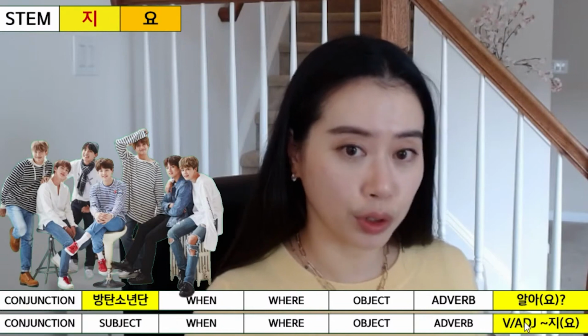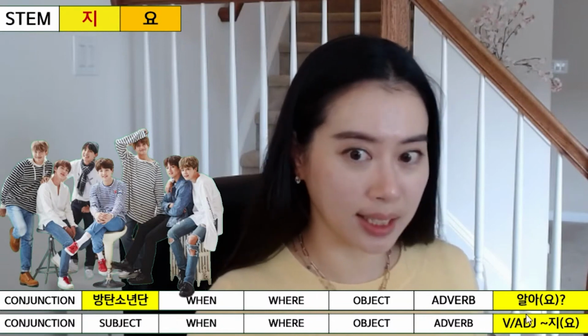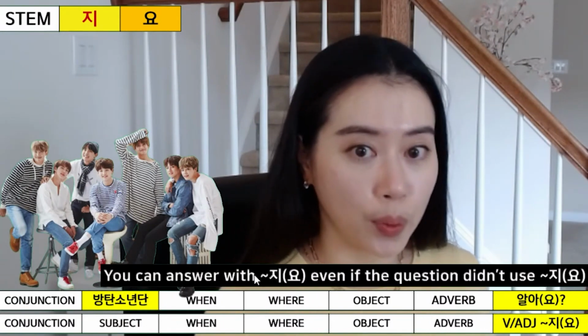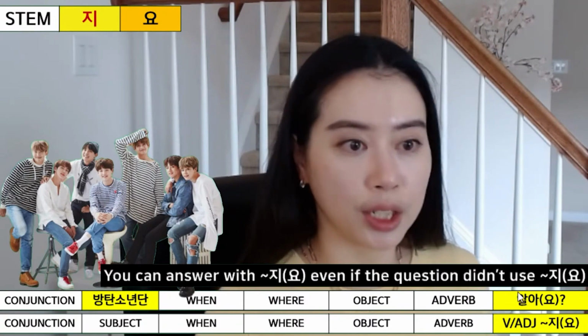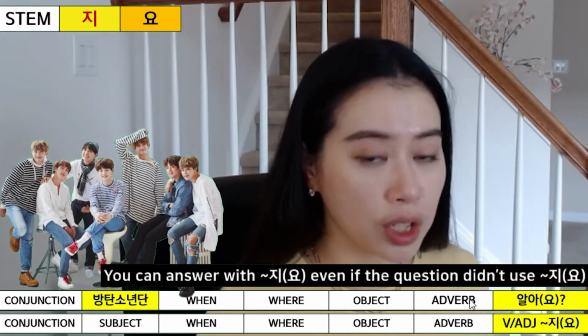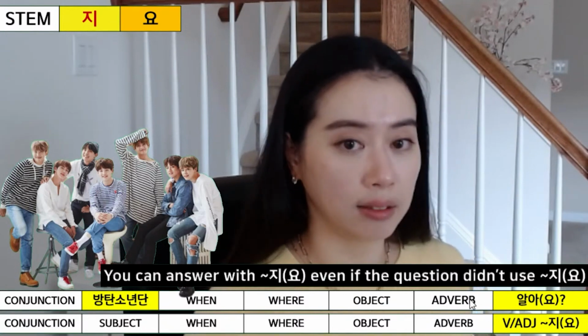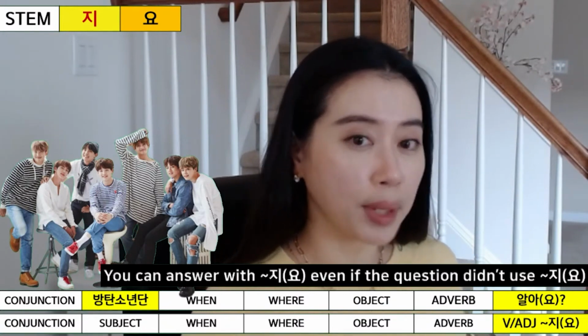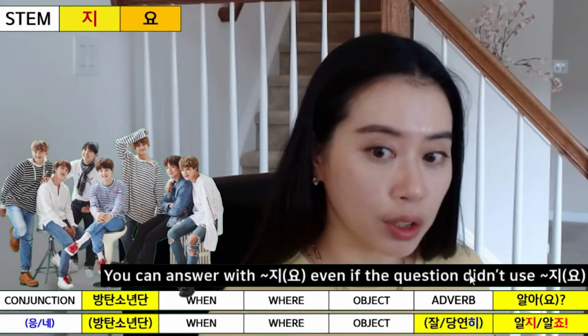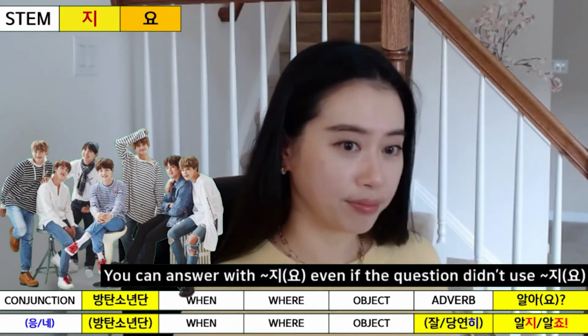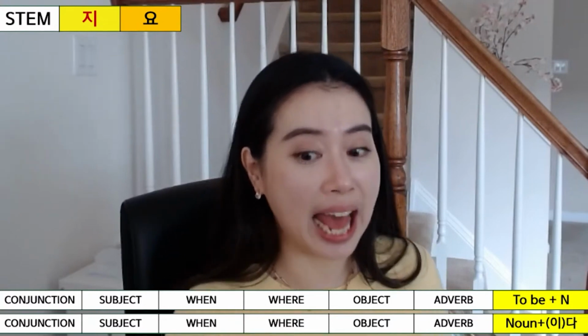Here, the question can be just regular 어요, 아요. 방탄소년단 알아? Do you know BTS? So you can answer with 지 or 죠 even if the question didn't use 지. The question just neutrally asked. Do you know BTS? I'm not assuming that you'll say yes. When you're answering, you can still use it. 알지.